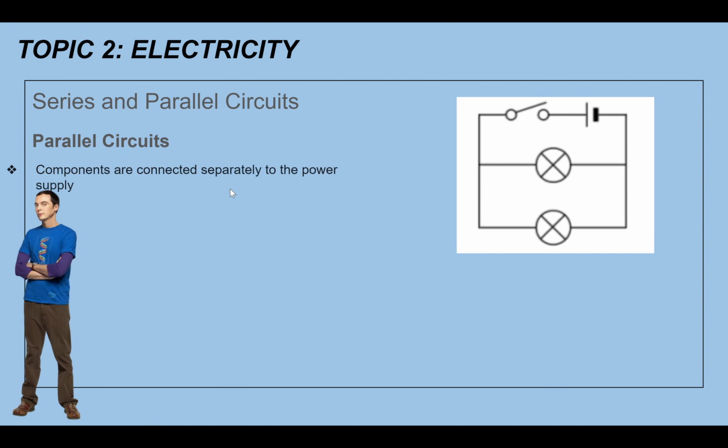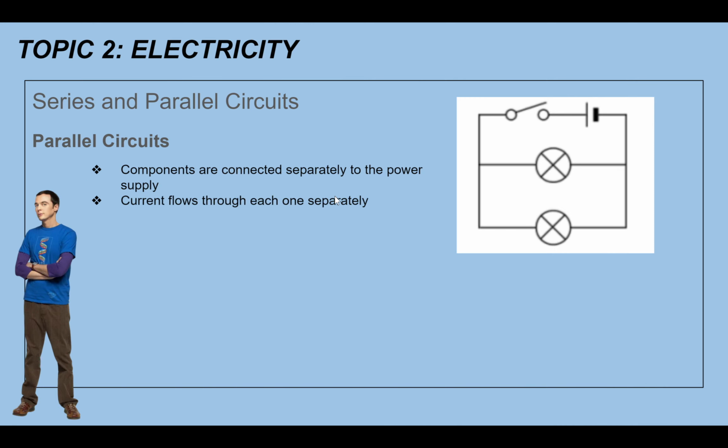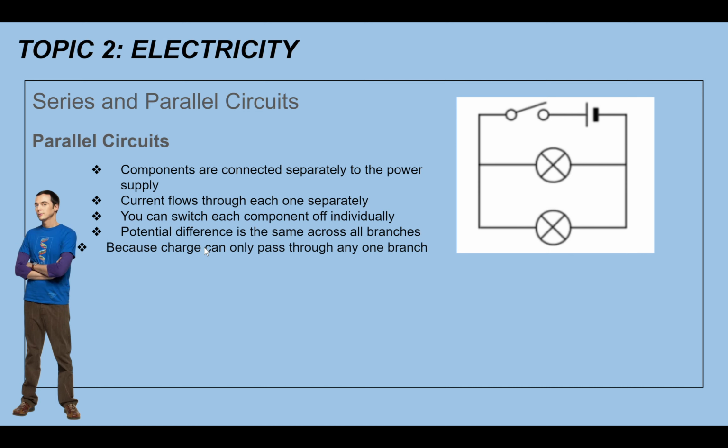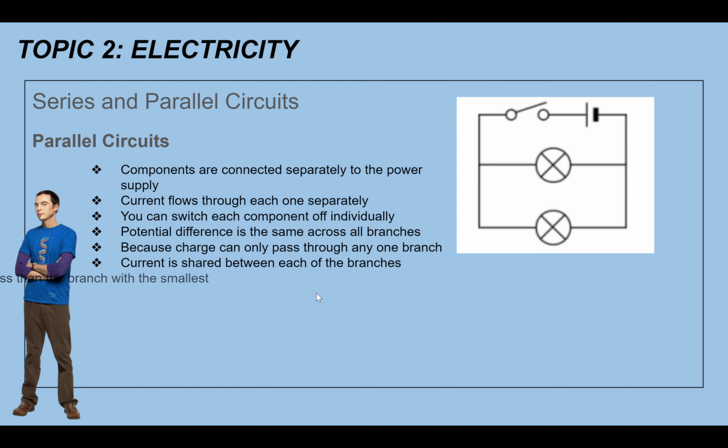Parallel circuits: components are connected separately to the power supply. Current flows through each one separately. You can switch each component off individually. Potential difference is the same across all branches. Because charge can only pass through any one branch, current is shared between each of the branches. Total resistance is less than the branch with the smallest resistance.